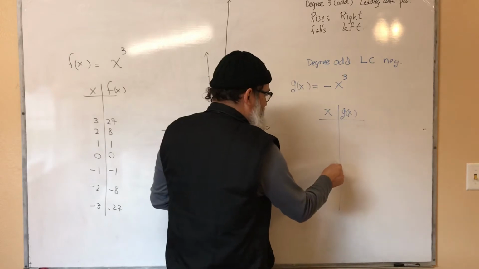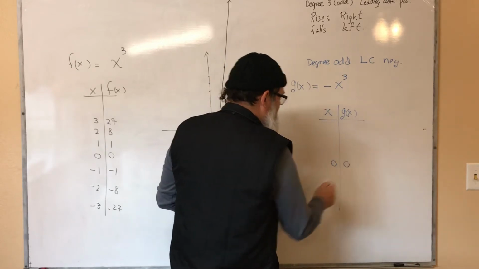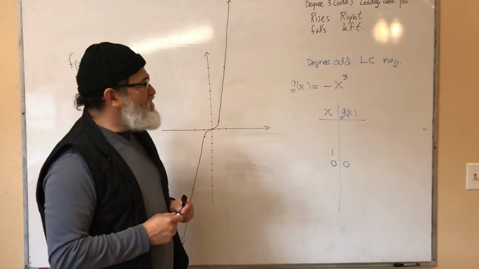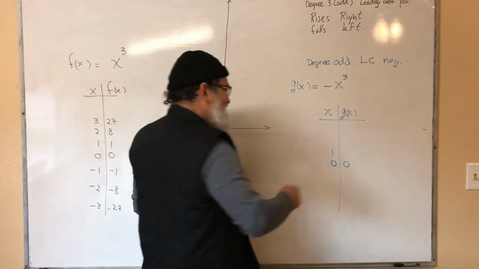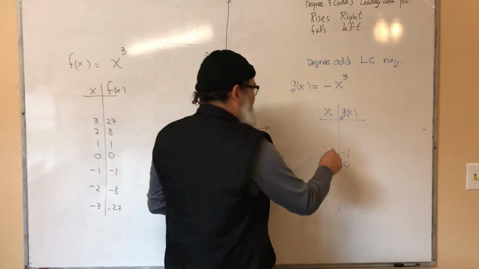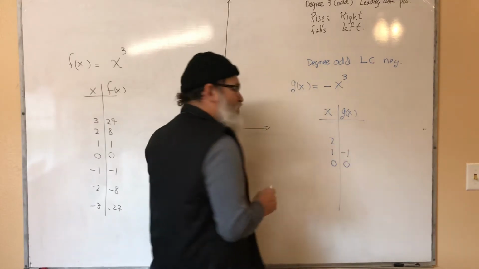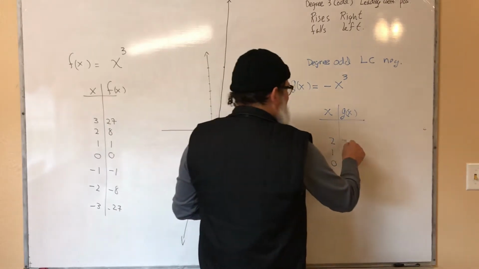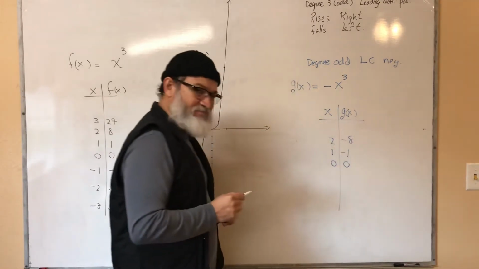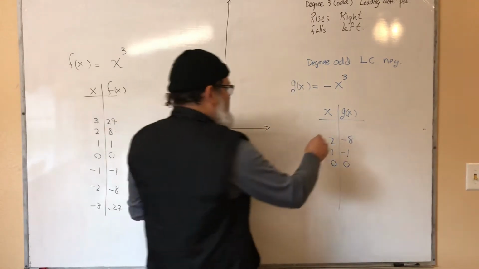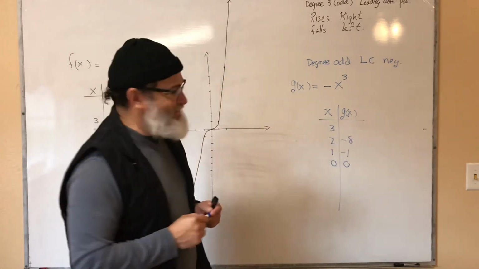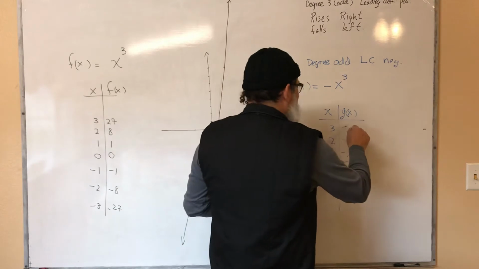When x is 0, we get 0. When x is 1, what's g of 1? Negative 1. When x is 2, what's g of 2? Negative 8. When x is 3, what's g of 3? Negative 27.